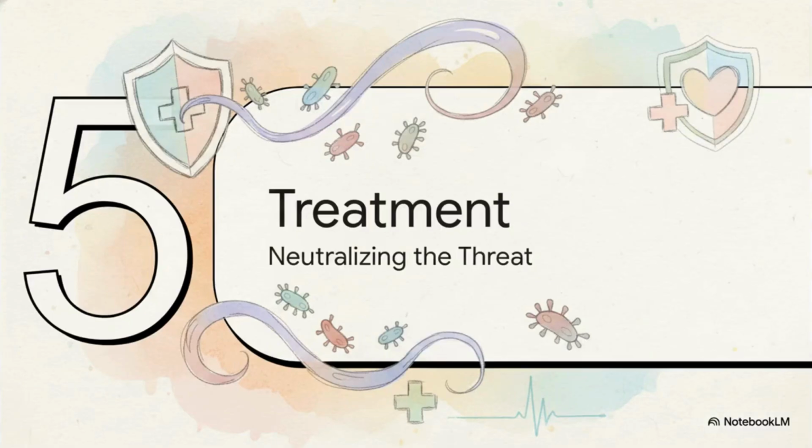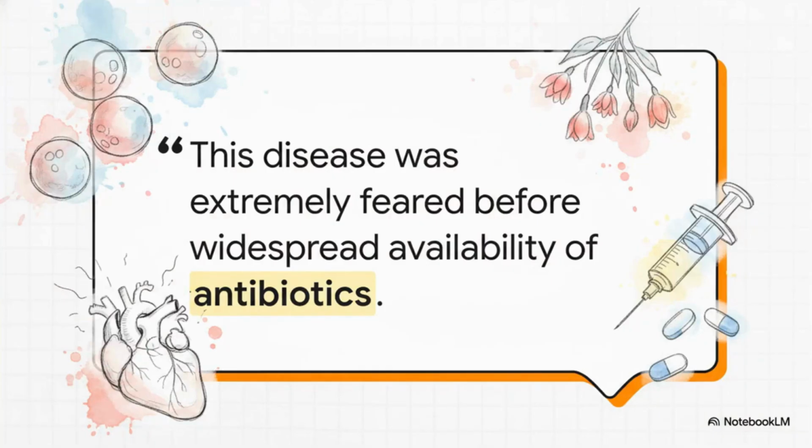Section 5. Treatment. Neutralizing the threat. Let's transition to how we resolve this case. I want you to consider this historical context for a second. This disease was extremely feared before widespread availability of antibiotics. Honestly, it is so easy to take for granted today, but illnesses like scarlet fever and rheumatic fever literally used to be leading causes of death and permanent disability in young people. The historical weight of this pathogen is just immense, and it really underscores why prompt intervention is absolutely non-negotiable.